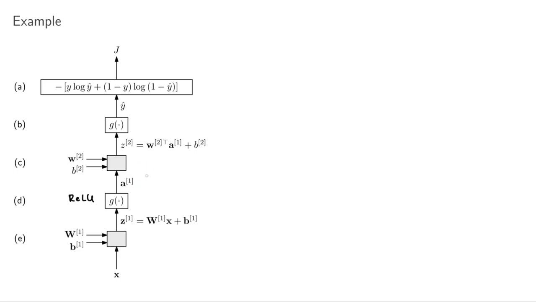And in the binary classification case, we have a single output layer. And what that output layer does is it just takes the activations from the previous layer.